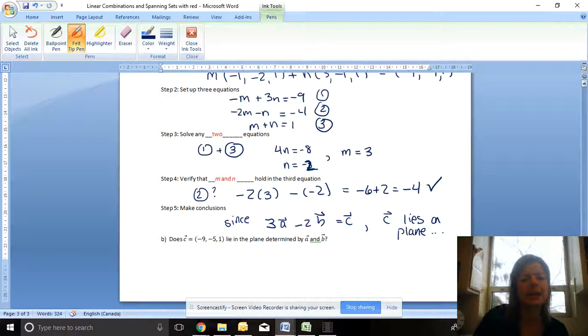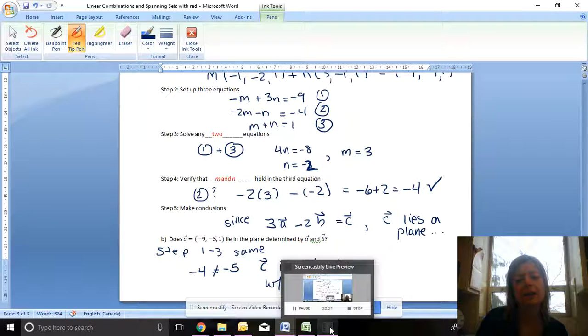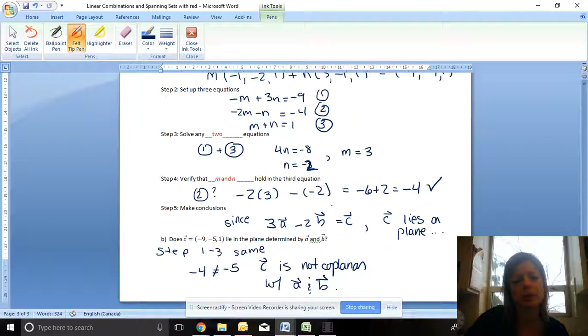Okay, part B, does this lie on the plane? So notice that our x and our y value are the same. So our step 1 to 3 would be the same. But when we get to step 4, we would get -4, which doesn't equal the y value of -5 like it's supposed to be. So we would say that C is not coplanar with the plane determined by A and B. Okay, because a linear combination wouldn't be possible for all 3 points.